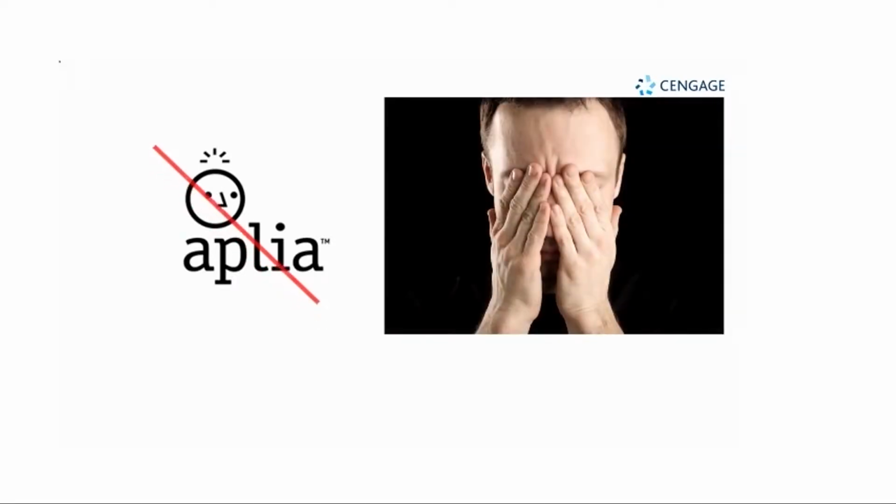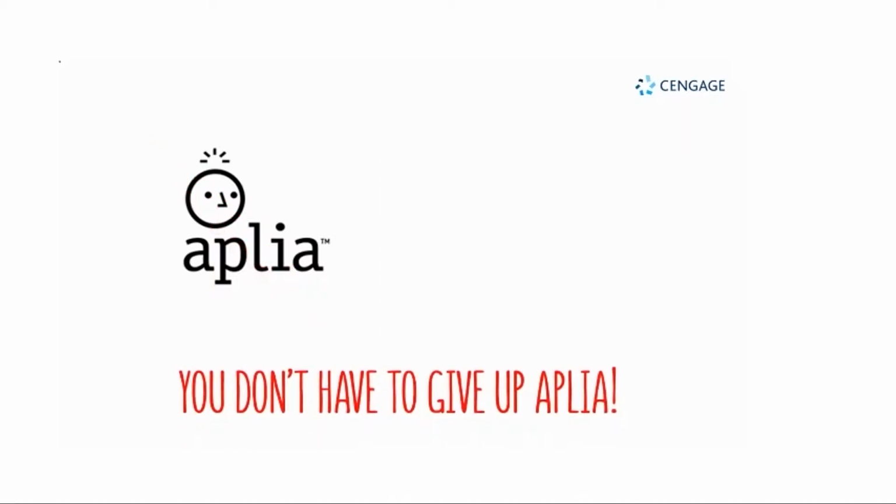Aplia is by far the most successful digital solution for economics. You've probably heard by now that certain publishers who have made their products available with the Aplia homework system are phasing out their partnership with Aplia, and that Aplia will no longer be available for the new editions of their principles texts. The choice they'll give you is to switch to one of their homegrown digital options. But you don't have to give up Aplia.